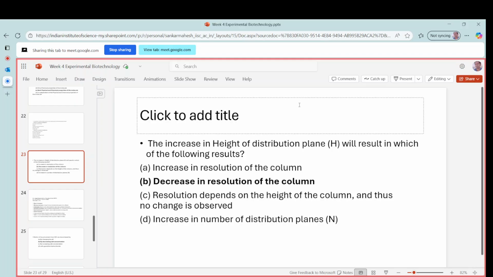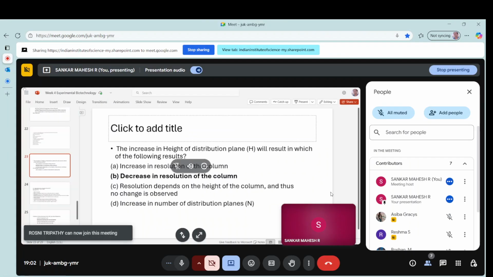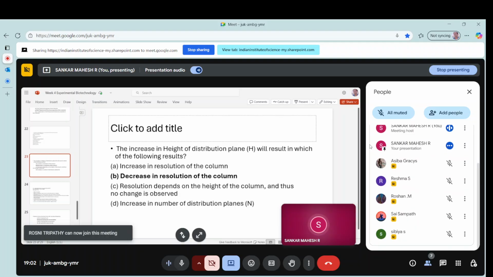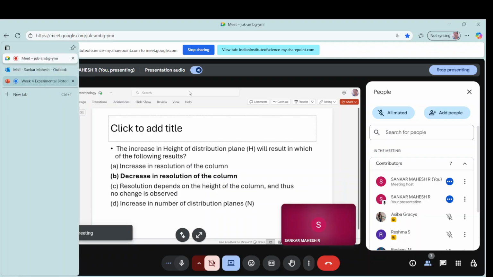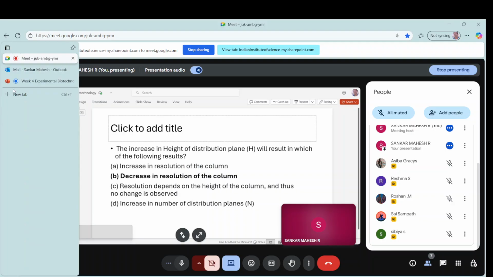The next question: the increase in height of distribution plane will result in which of the following? Increase in resolution of the column, decrease in resolution of the column, resolution depends on the height of the column and thus no changes observed, or increase in number of distribution planes. You can take a couple of minutes to think about this question, and maybe start with what a distribution plane is, what a theoretical plate is, and then we'll get back to the question here.